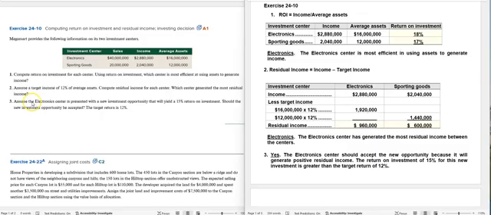Okay, so then assume that the electronics center is presented with a new investment opportunity that will yield a 15% return on investment. Should the new investment opportunity be accepted? And the answer is yes, because if they're going to get a 15% return on investment that exceeds their target return, then the answer would be yeah, go ahead and invest in it. Okay, so those are a couple tools that enable us to evaluate an investment center manager.